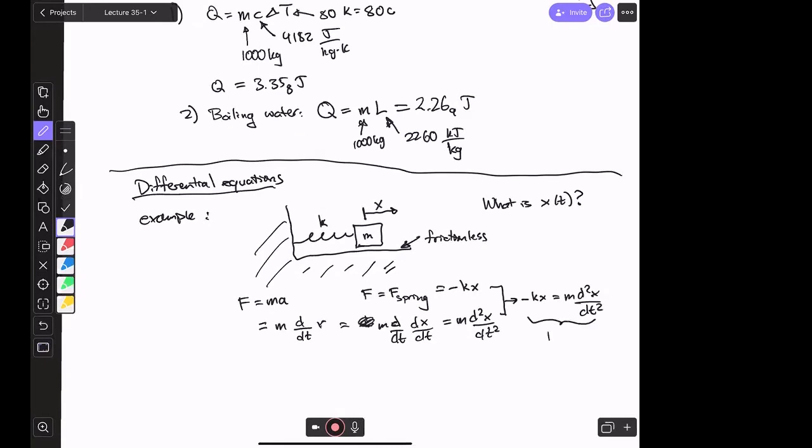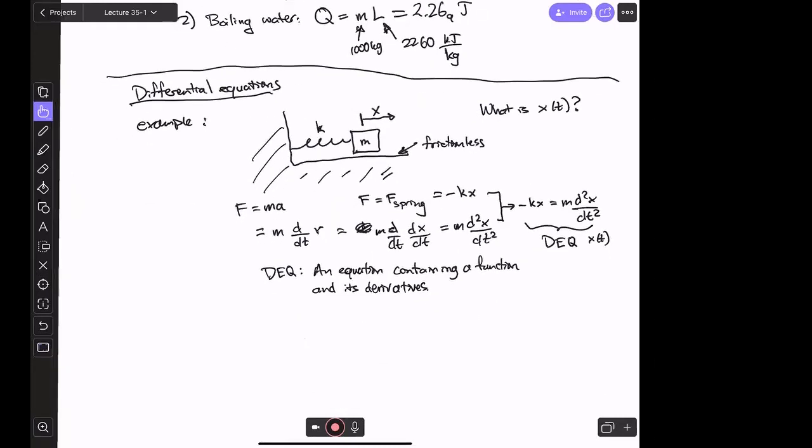So this is an example of a differential equation, abbreviated DEQ. I'll remind you that x is a function of time. The position of the mass depends on time. So a differential equation is simply an equation containing a function, in this case x of t, and its derivatives, in this case d squared x by dt squared. So it's nothing that you should be intimidated by. It's just a different kind of equation, and in fact you've already been using equations like this in this class.